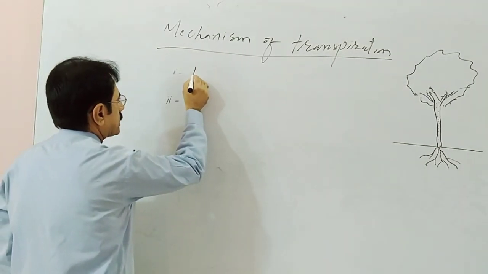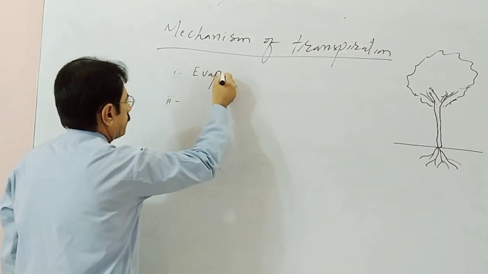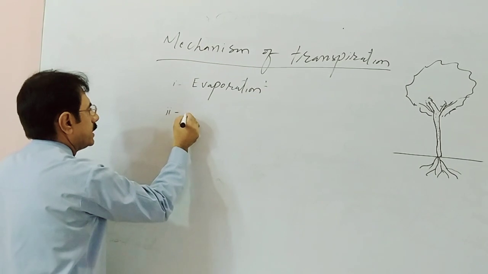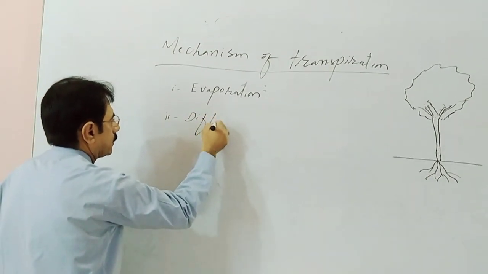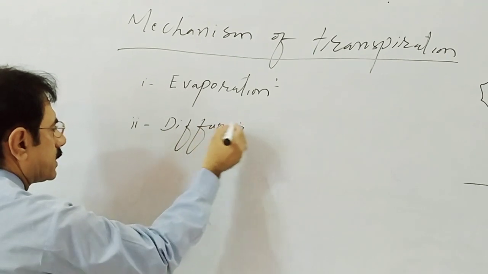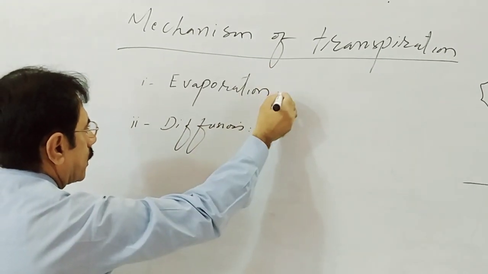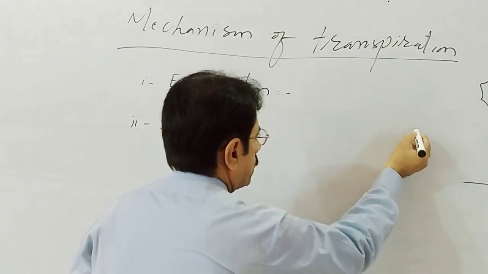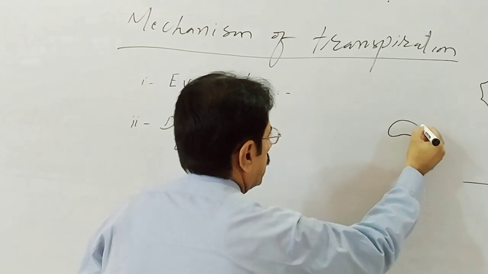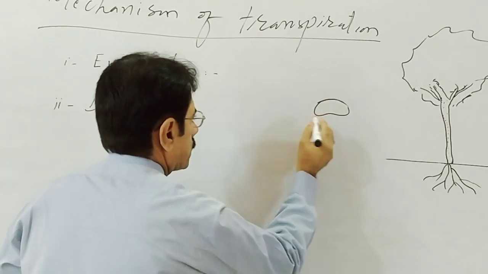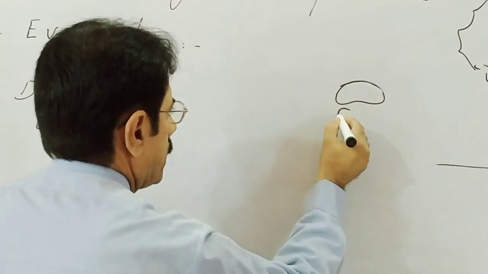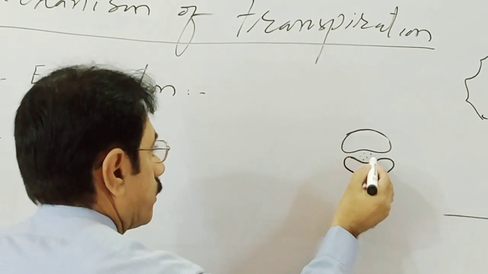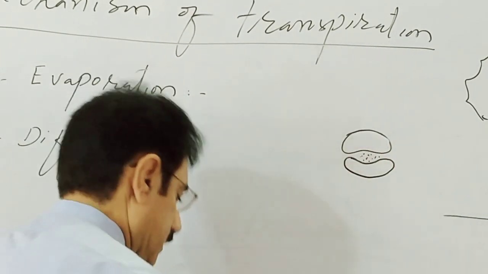Number 1 is evaporation, and number 2 is diffusion. These two processes are involved in the mechanism of transpiration. Dear students, suppose these are the two kidney-shaped guard cells at the leaf epidermis, and this is the stoma, the space in between two guard cells.